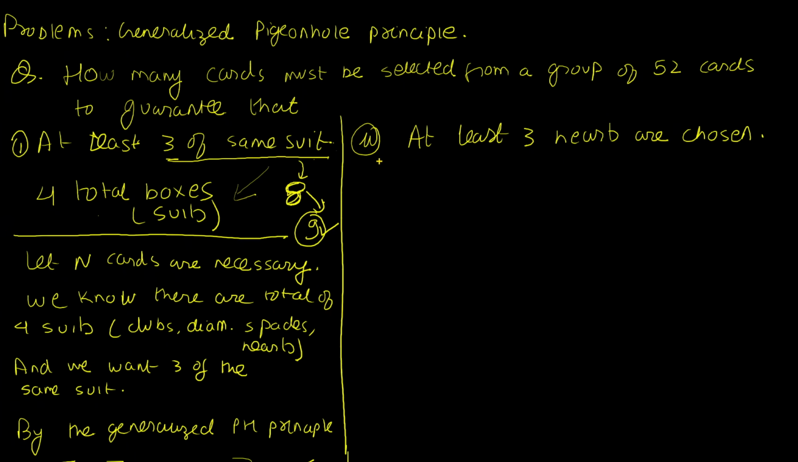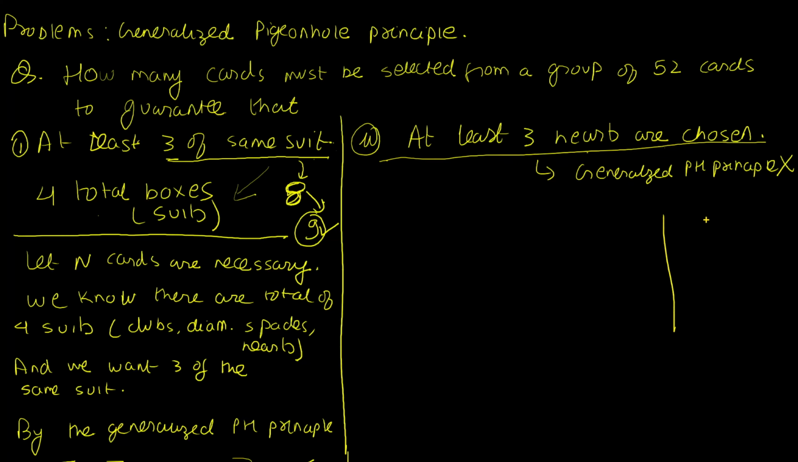Here it suggests that at least 3 hearts are chosen. Okay, so 3 of the same suit here. But now any suit will not do. I have to have a heart. And the reason the second problem is here is because it doesn't even use the generalized principle, but it still uses the core idea of the distribution that we talked about earlier. So what is the maximum number of cards that you can choose while still guaranteeing that there are no 3 hearts?